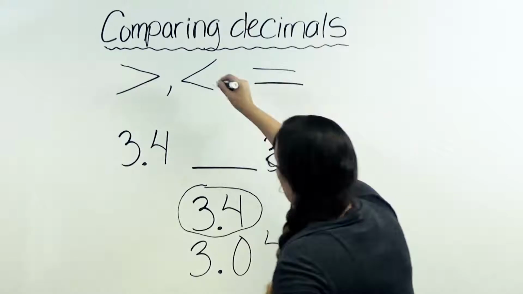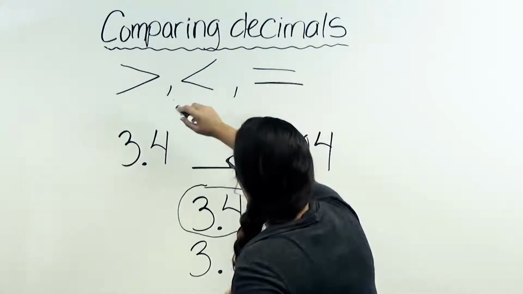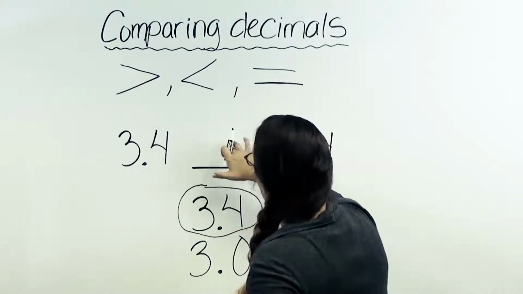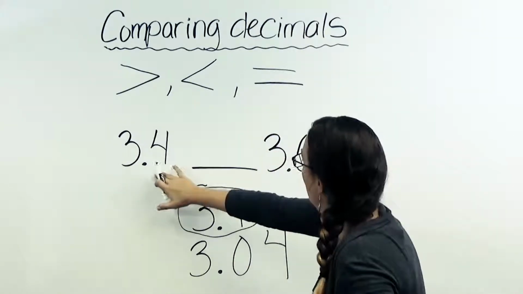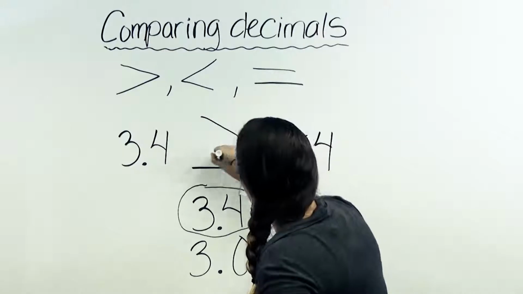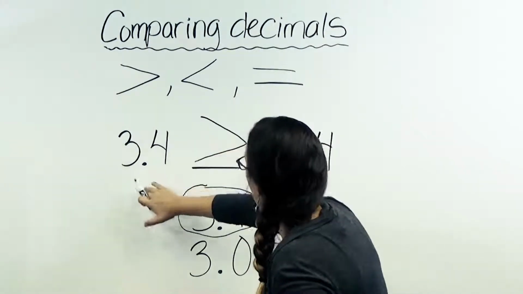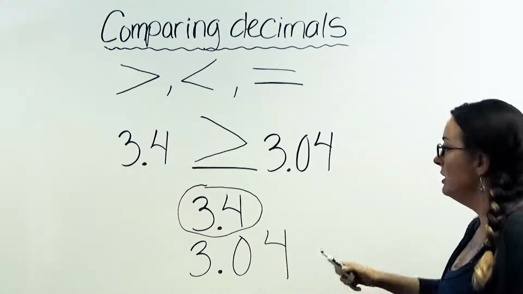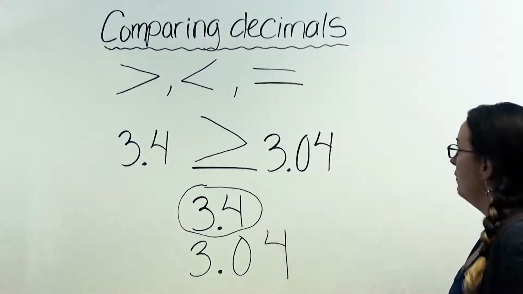So then you would take your inequality symbol, your greater than or your less than, and you would put the correct symbol in the middle. So since 3 and 4/10 is greater than 3 and 4/100, you would have the large end opening up towards the greater number. So therefore, 3 and 4/10 would be greater than 3 and 4/100.